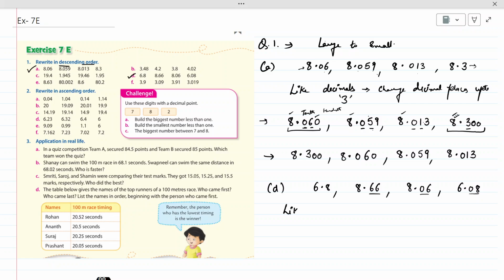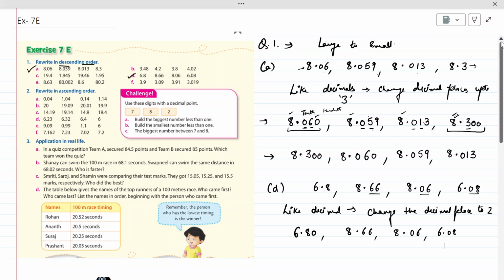Okay. So for like decimals, change the decimal place to 2. Okay, so we have 6.8. In order to change it to 2 decimal places, we are adding 0 here. And the rest of the numbers are already having 2 decimal places, so I'm writing them as is.